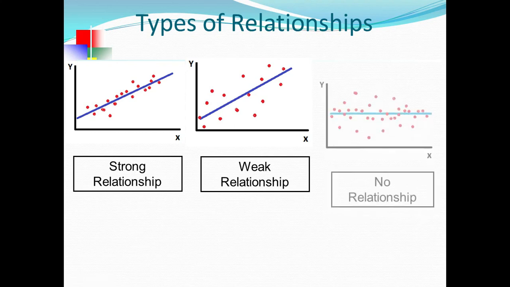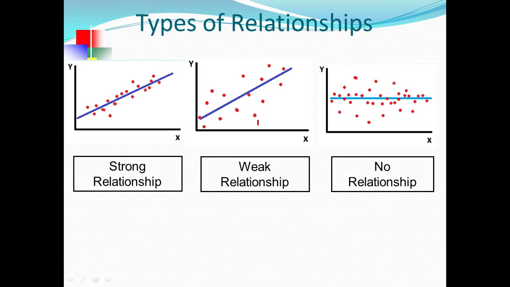Or maybe we also can have another scenario, no relationship at all, as we can see here. When we see the overall pattern, when the x increases further, the y basically remains, does not increase or decrease. So this is what we call no relationship at all.